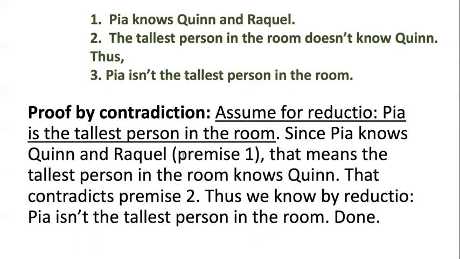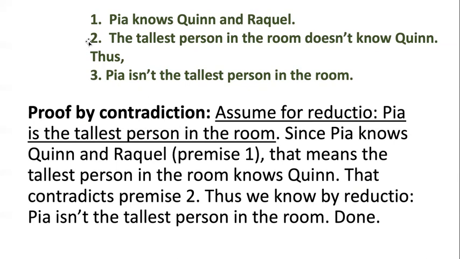Now, so there's our temporary assumption: Pia is the tallest person. Since Pia knows Quinn and Raquel, so here I'm just restating premise number one, that means that the tallest person in the room knows Quinn. After all, Pia is the tallest person in the room, and she knows Quinn, so the tallest person has to know Quinn. But look at premise number two. That directly contradicts what premise number two says.